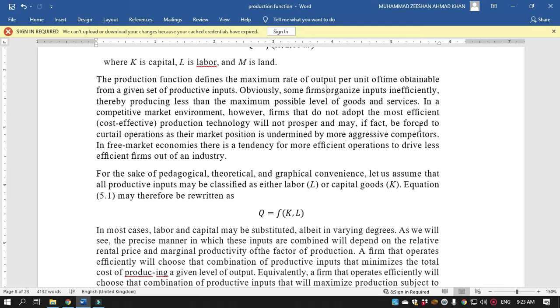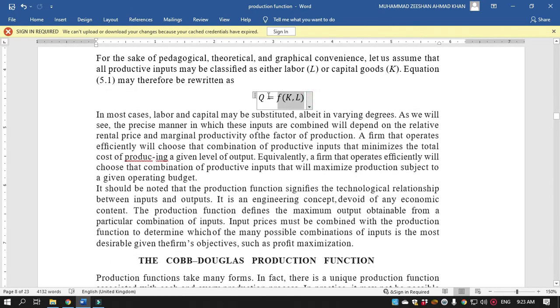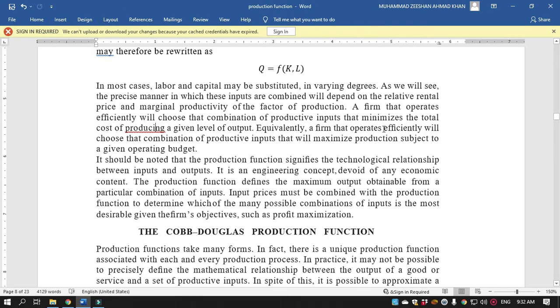For the sake of pedagogical, theoretical, and graphical convenience, let us assume that all productive inputs may be classified as either labor or capital goods. Labor is shown by L, and capital goods is shown by K. The equation may therefore be written like that. In most cases, labor and capital may be substituted in varying degrees. As we will see, the precise manner in which these inputs are combined will depend on the relative rental price and marginal productivity of effective production.